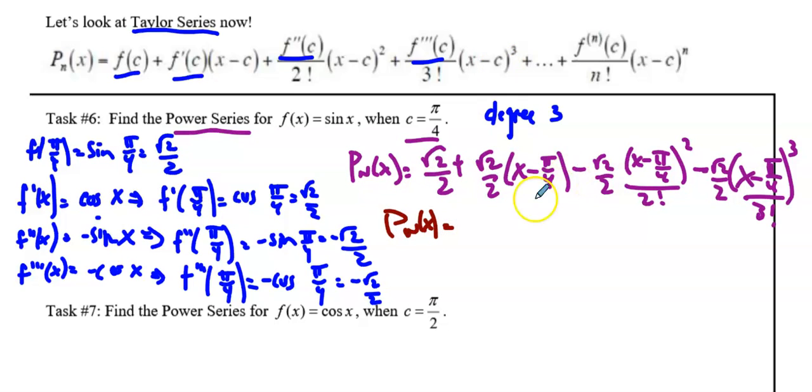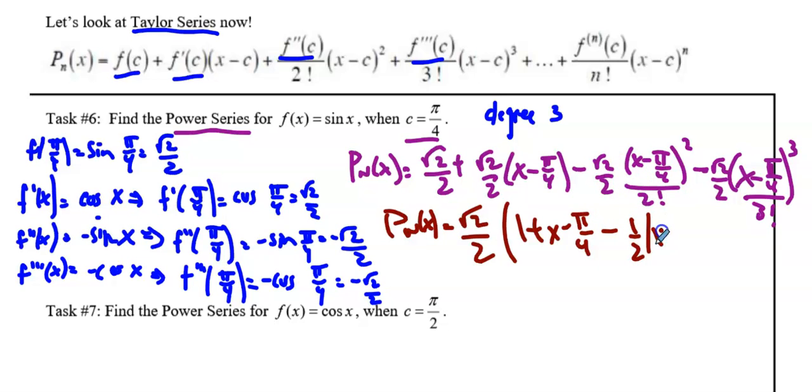You would see that they would factor out the square root of 2 over 2, because every single one of these, sine and cosine of pi over 4, no matter if it's positive or negative, will always be the square root of 2 over 2. So this is kind of what you would see: 1 plus x minus pi over 4. Sometimes they will simplify this, and then minus, you will see that this will just be 1 over 2 x minus pi over 4 squared.